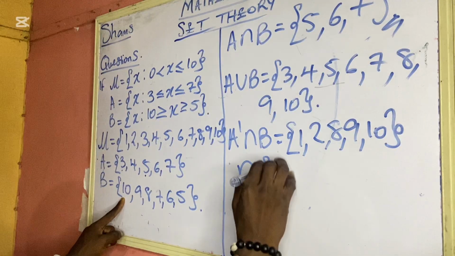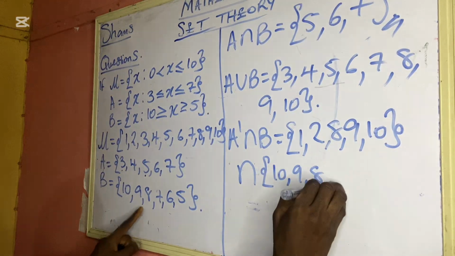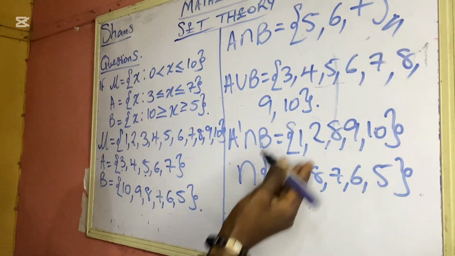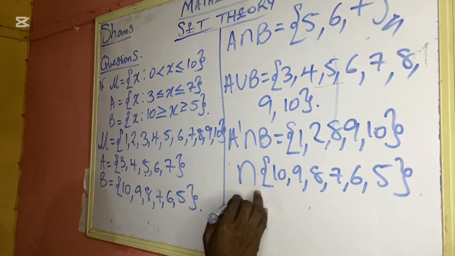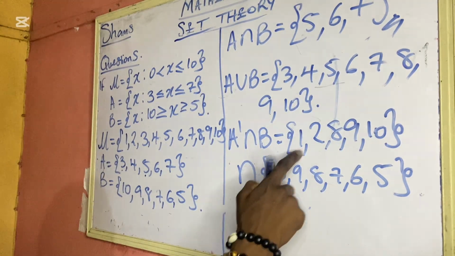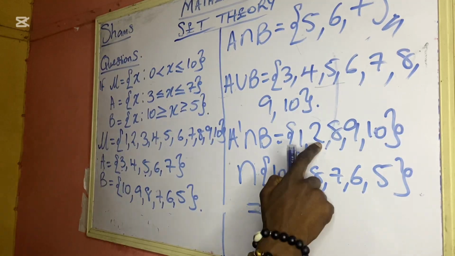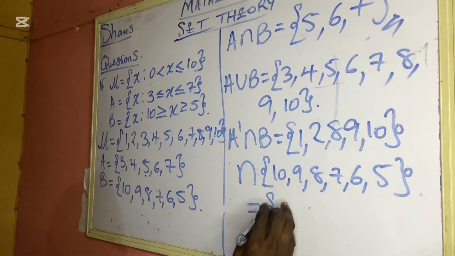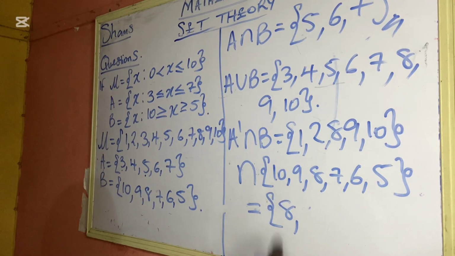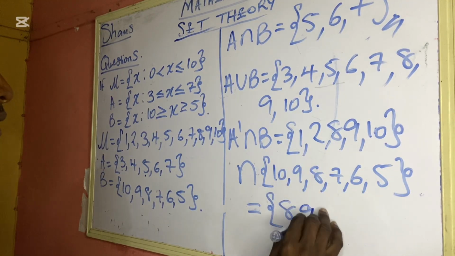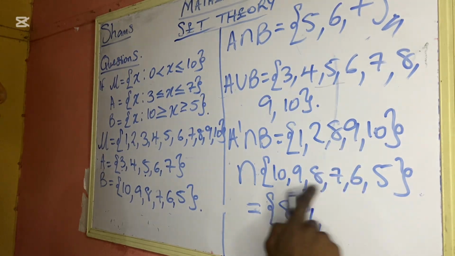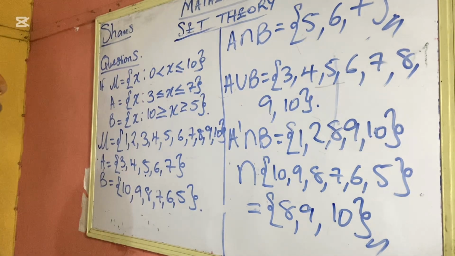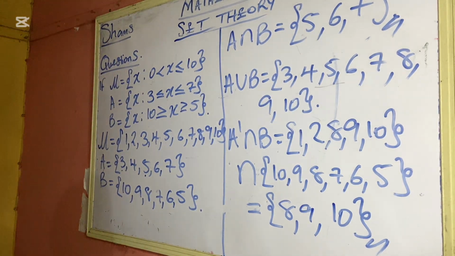What are the elements of B? It is written already. You say 10, 9, 8, 7, 6, 5. Now, what is common between these two sets? 1 is here, 1 is not here. 2 is here, 2 is not here. 3 is here. Oh, 3 is not here. 8 is here, and 8 is here. So 8 is there. That's the first one. Next one is 9. 9 is there. What's the next one? 10 and 10. I think that's what is common between complement of A and B.